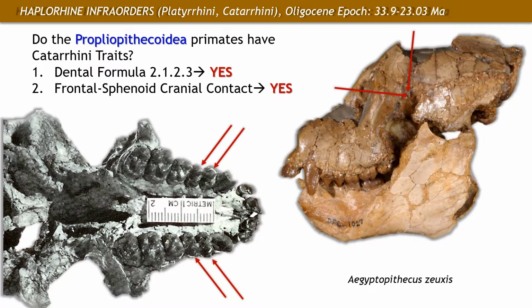And do the Propliopithecoidea primates have catarrhine traits? Well, take a look at the arrows again. Dental formula, 2-1-2-3, that's a catarrhine trait. And they have frontal sphenoid cranial bone contact. So yes, these are catarrhines.